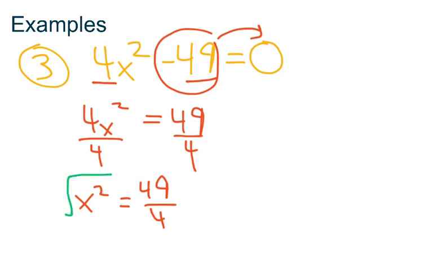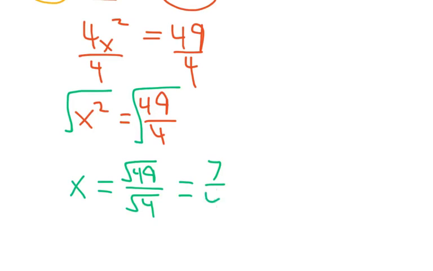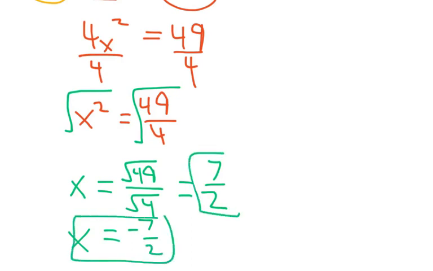We take the square root of x squared, and we'll take the square root of that side. Now here's where we get some fancy math. We'll get x equals, and then what we can do is take this radical and apply it to the numerator and the denominator. And what happens is we get 7 over 2 as the answer there. And we've got to keep in mind that's one of the answers. The other one will be the negative of it, so negative 7 over 2. And those are the two answers.